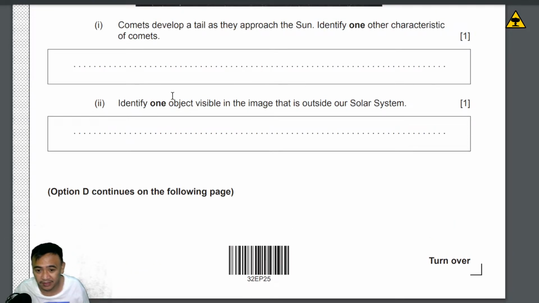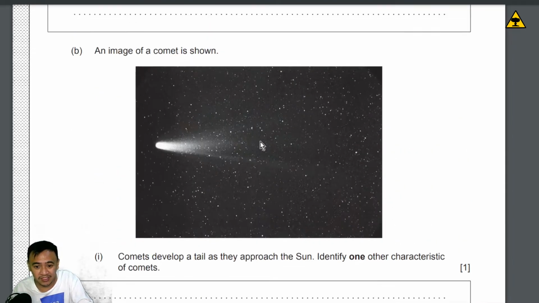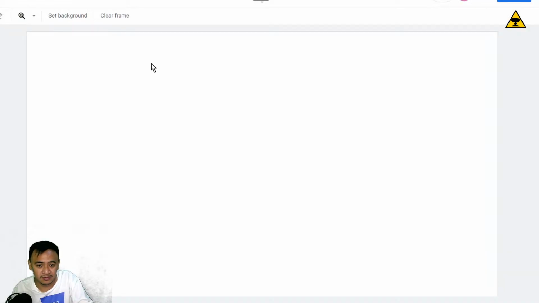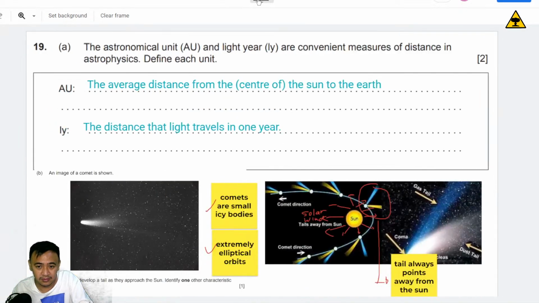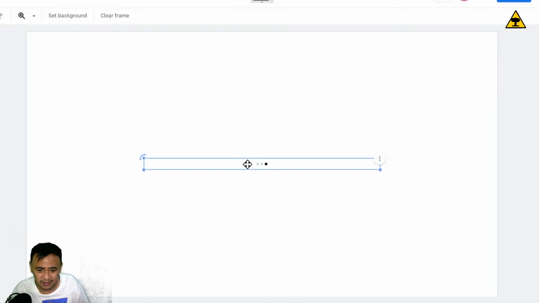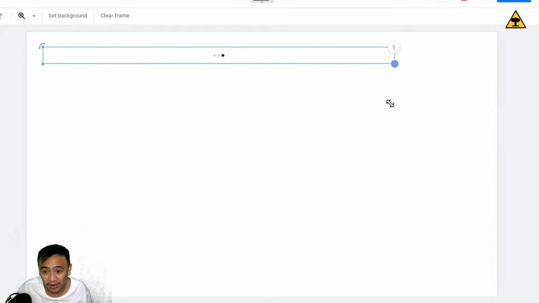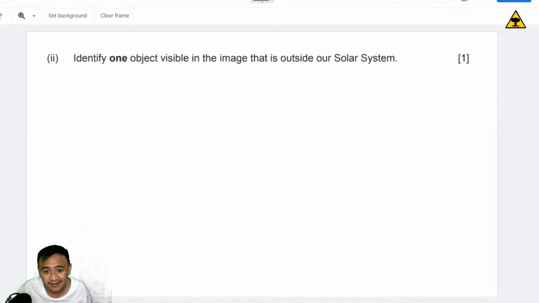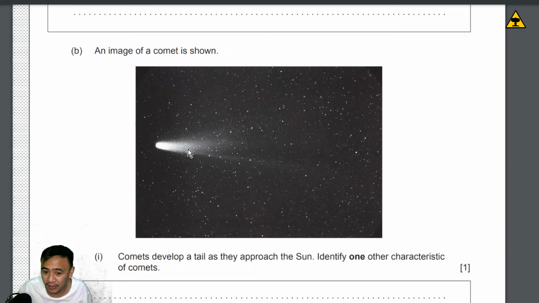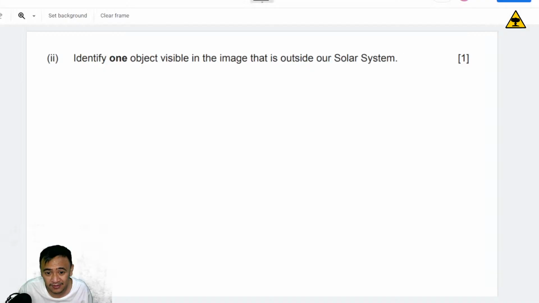Identify one object visible in the image that is outside the solar system. I think this should be easy. Just look at the image. Outside the solar system that can be seen on this image. Galaxies? A galaxy is a possible answer. A more obvious answer though would be, always go for the obvious answer here. These are more likely to be stars, right? A galaxy and a star are different things. So I would say the better answer here is a star.